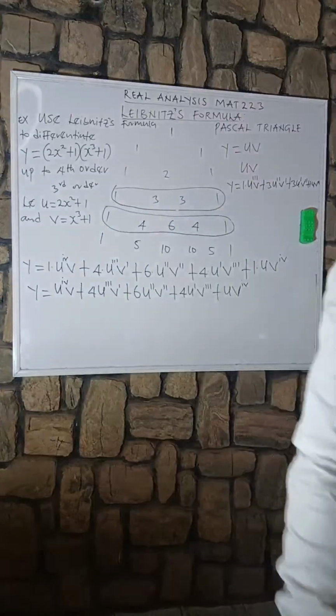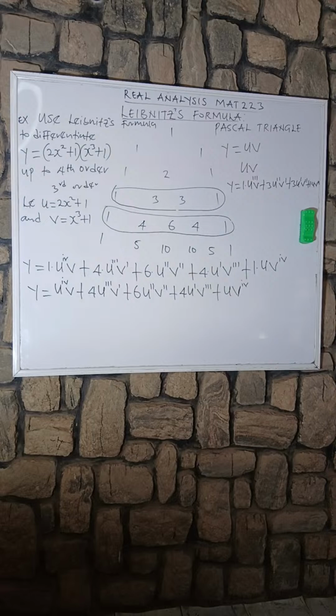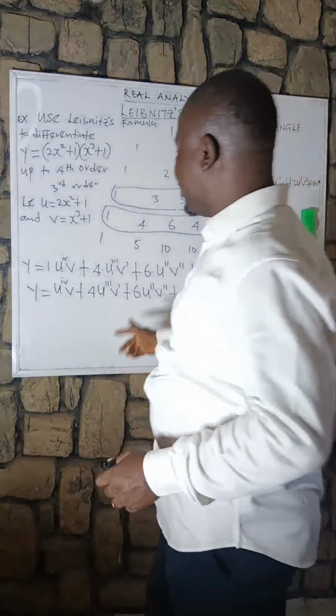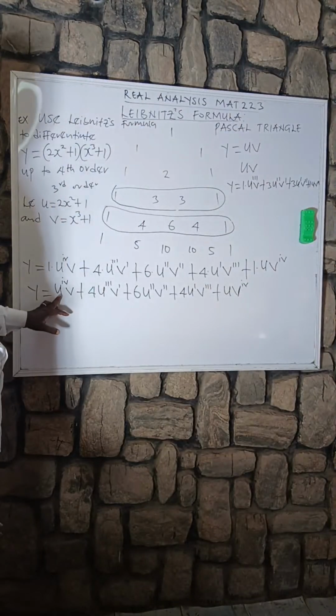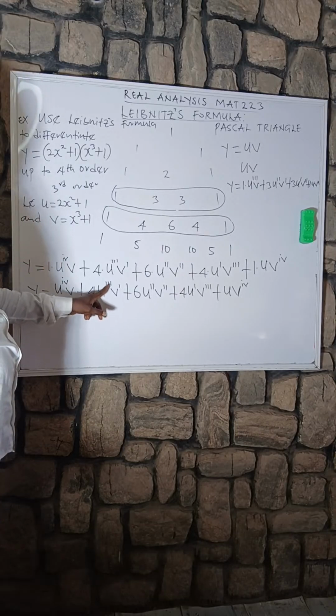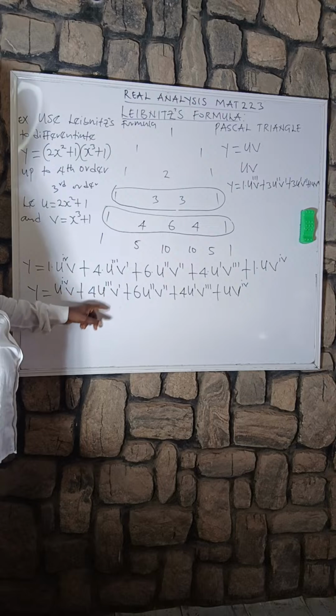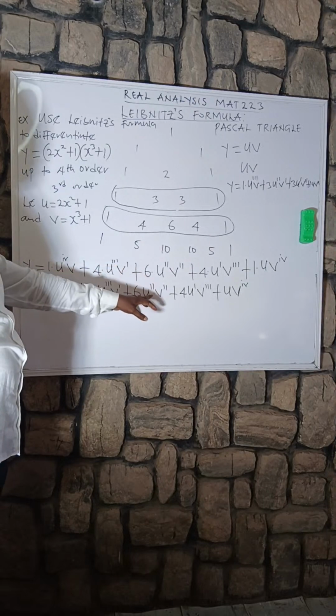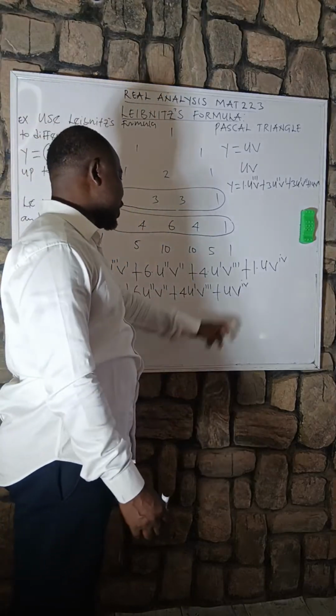Look at the board very well. Everybody should look at the board. So if you can see what I am saying, look at the board. It means here we have U IV, that is your U. So it means you need to differentiate. We also have U prime prime prime. We have U prime prime. We have U prime. We have U.